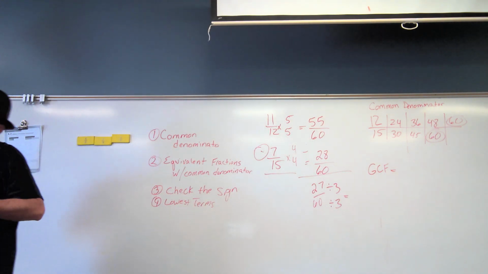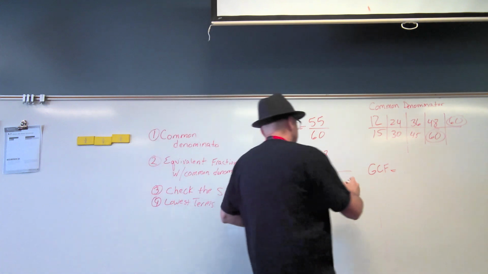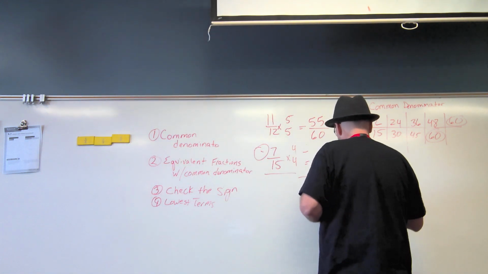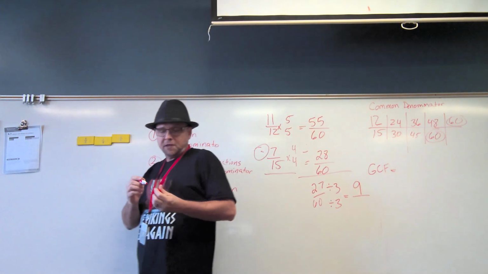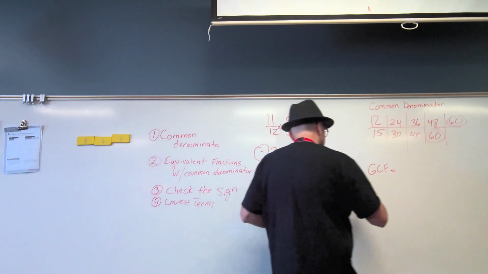27 divided by 3 is what, Giovanni? 9. Oh, for the love of Pete. Michael, 60 divided by 3 is? 20. I am going to have to punch all of you in the nose.